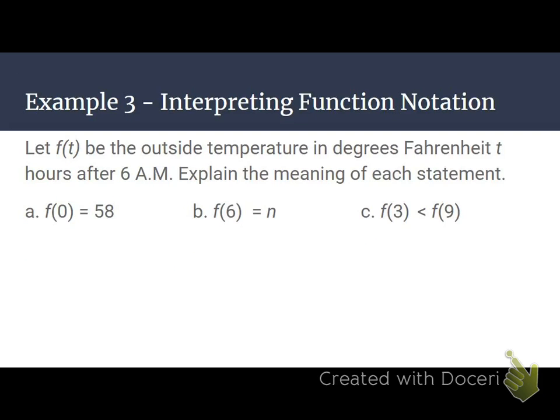All right, f of t, or the function of t, is going to be the outside temperature in degrees Fahrenheit, t hours after 6 a.m. Explain the meaning of each statement. So f of t represents the temperature. And t represents our time in hours. I'll write it right next to it. t is hours.